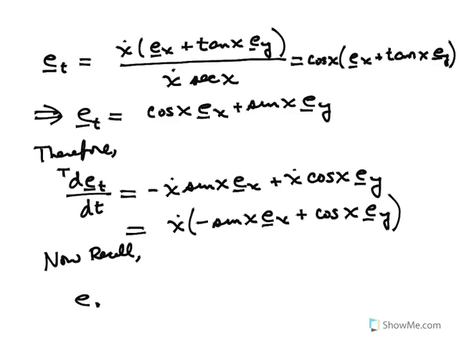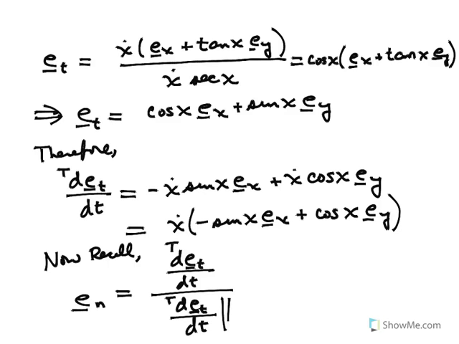Now, recall that the principal unit normal is equal to the rate of change of the tangent vector in whatever frame we're interested in computing the rate of change, which in this case is the reference frame of the track, divided by the magnitude of the rate of change of the tangent vector.